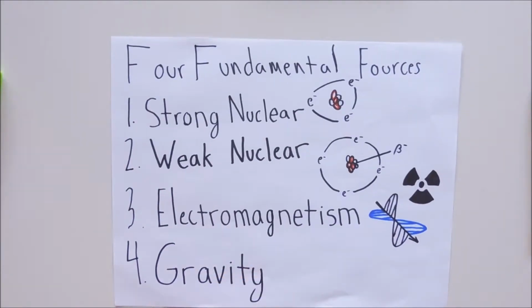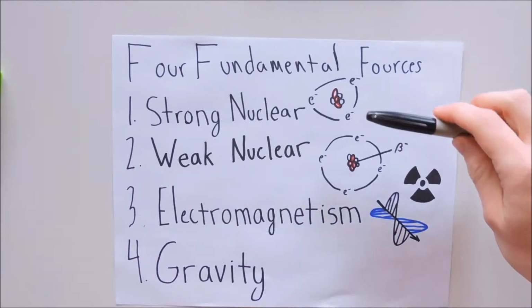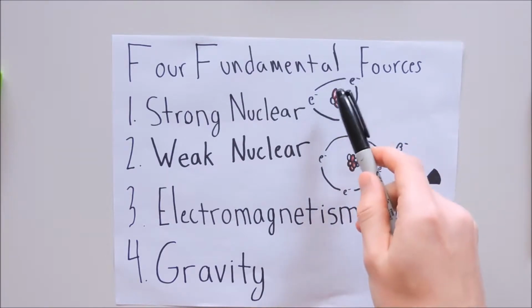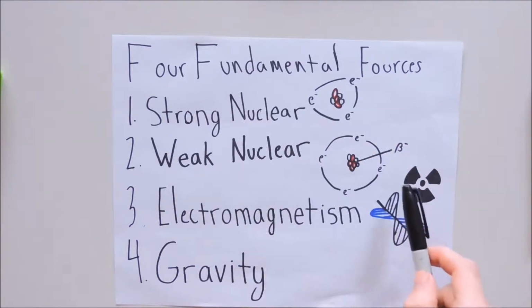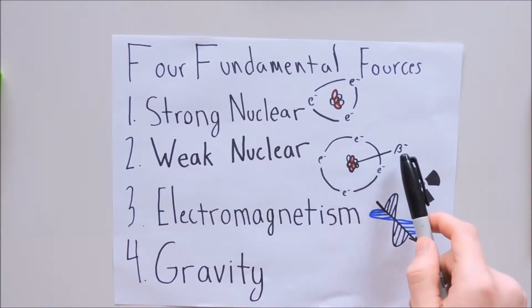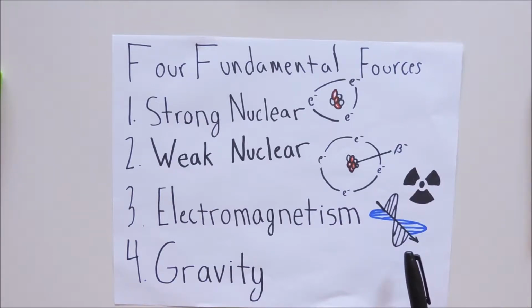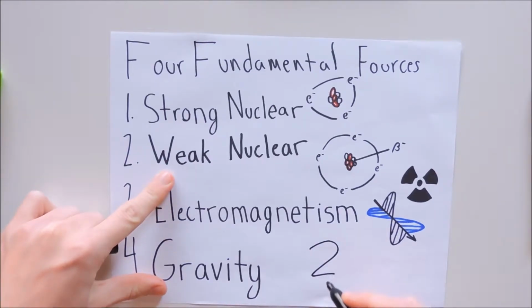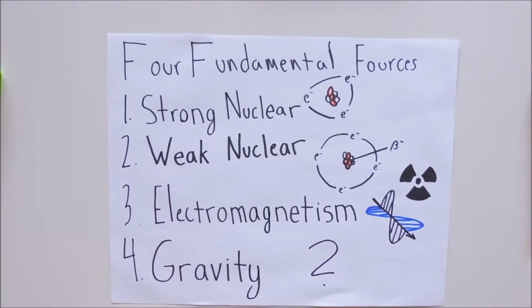But what were these four fundamental forces? The strongest of the four was the strong nuclear force. This is responsible for holding atoms together. It is followed by the weak nuclear force, which is responsible for radioactivity, like beta decay. Electromagnetism is just light, and then we have gravity. But gravity is actually a huge mystery, because no one really knows where it came from or why it exists in the first place.